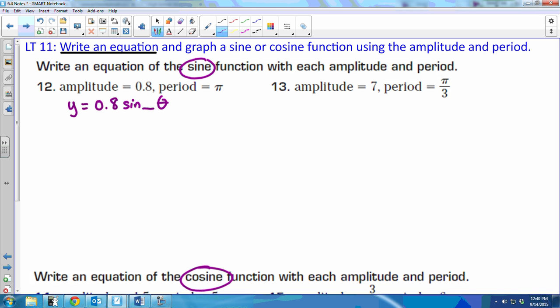Because we already knew the amplitude was going to be there in the front. I know the period is pi, but that's not what goes in the equation, right? The k goes into the equation, and k is not pi. Everyone with me on that? So I need to figure out what k is to finish this out.